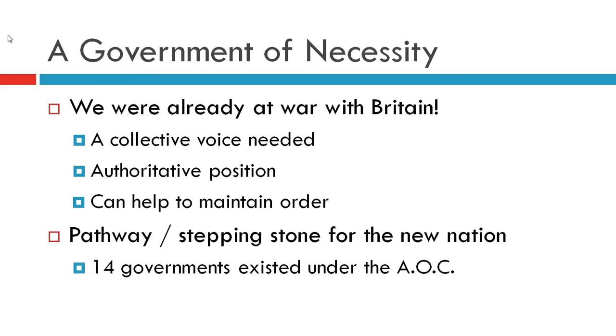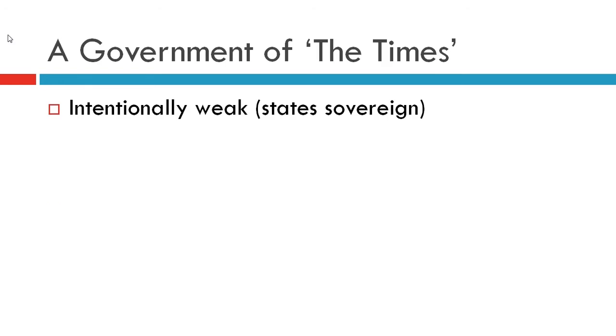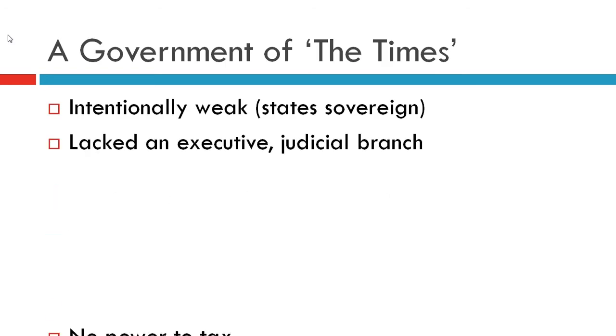As many students said on their essays, the Articles can be seen as a pathway or a stepping stone for the new nation. There are, in fact, 14 governments under the Articles. Because the national government's so weak, you could say that it's slightly superior to the state governments, but really it isn't, because the state governments retain a tremendous amount of sovereignty. As I said before, with what's trending, the idea that the government should be intentionally weak because states should be sovereign, local rule, this idea of political autonomy in a small-scale republic, that was seen as the ideal way to carry forward.